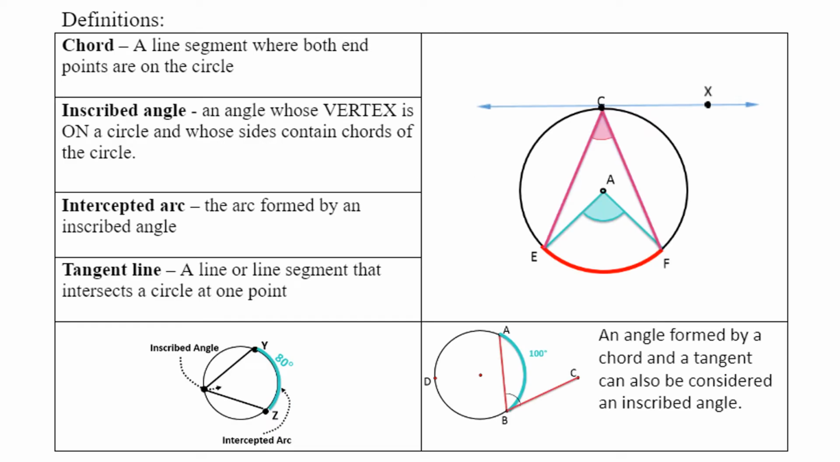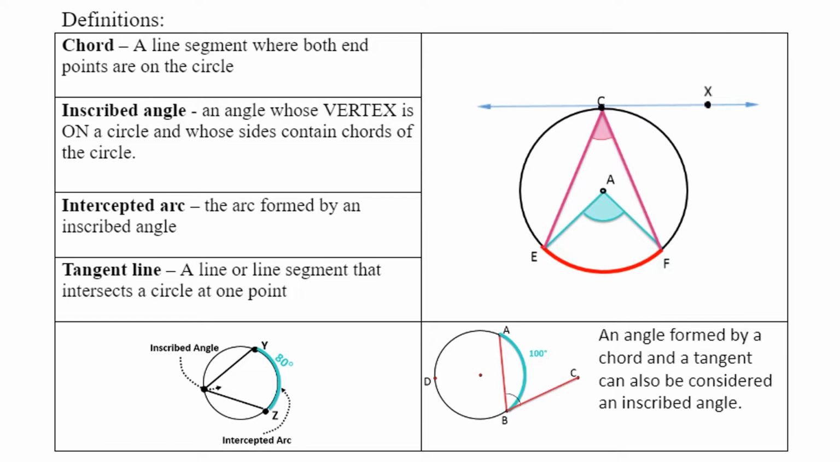Okay, so you can read through these. A chord is a line segment where both endpoints are on a circle. So a chord would be this one. It is not a diameter. It is not a radius. So it does not go through the middle of the circle. An inscribed angle is an angle whose vertex is on a circle and whose sides contain chords of a circle. So on the side, on a circle, this wouldn't be in the middle of a circle.